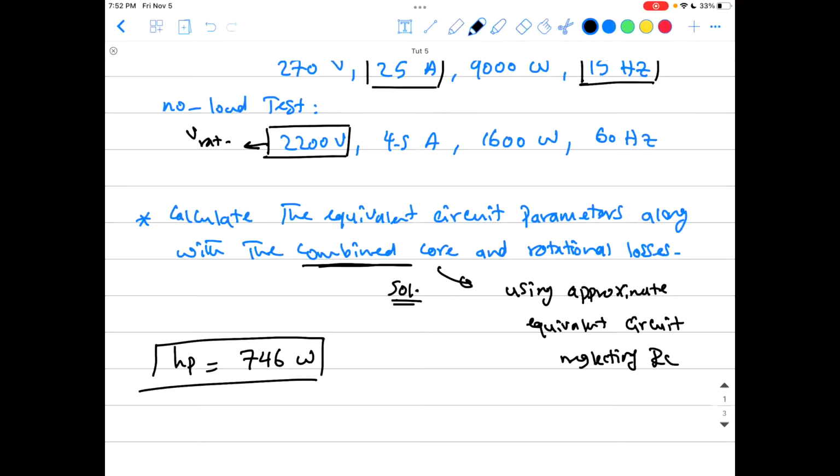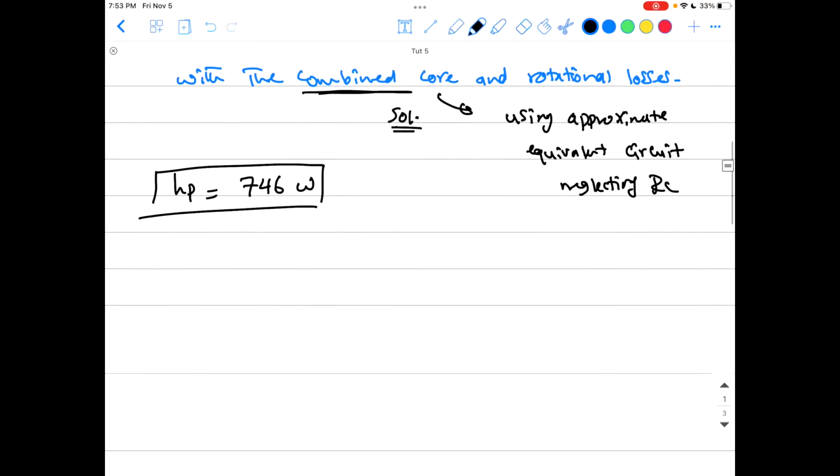Keep that in mind, that's important. So we don't use this until you're told to. Like here, it says the combined core and rotational losses, or it just tells you to use the approximate equivalent circuit, or something like that. Otherwise, if it didn't give you any clue to use the approximate equivalent circuit, you stick with the exact one because that's the default. But here, this is the approximate equivalent circuit and it's much easier.